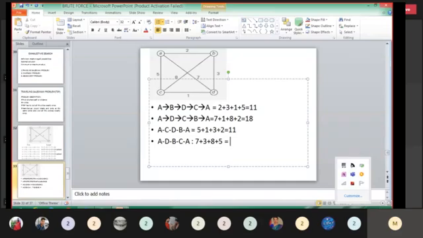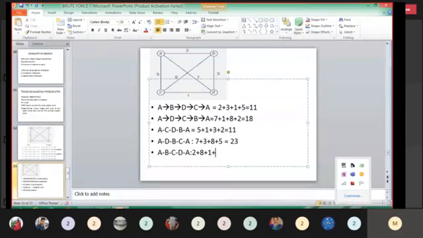Tell me the next possible path. A to B, B to C, C to D, D to A. Now A to B is 2, plus B to C is 8, plus C to D is 1, plus D to A 8. Right? Total value is 18.